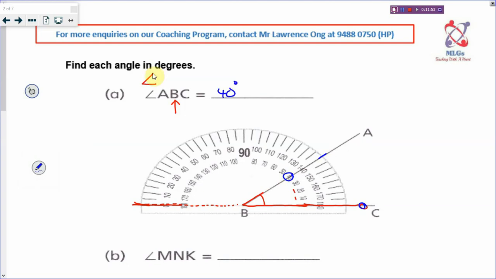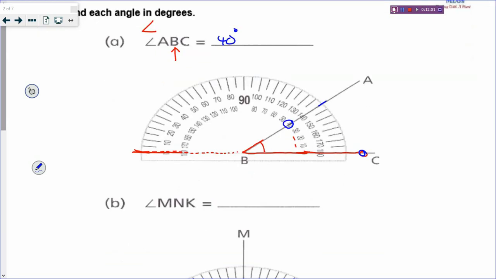Okay, so this is very important, because when you go to primary 5, primary 6, you need to use your protractor to construct angles. So you need to know which side of the protractor to look at.